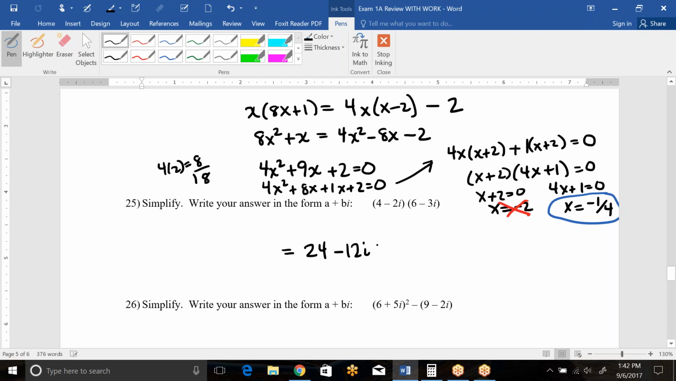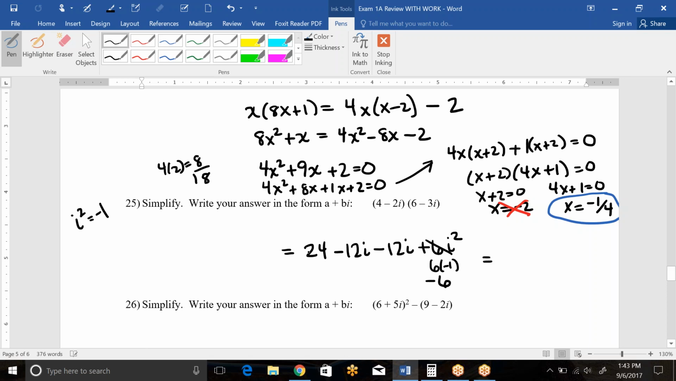Negative 2i times 6 would be negative 12i. Be careful here. Negative 2 times negative 3 is positive 6. I times I is I squared. We learned in section 2.4 that I squared is actually negative 1. So this is really 6 times negative 1, which is negative 6.